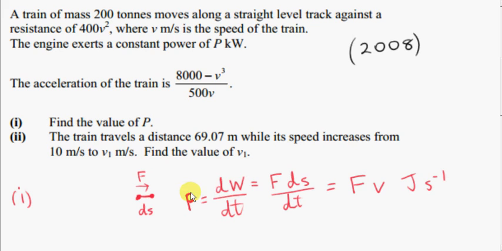We are told in this question actually that the power is constant. So V may vary at each instant, F may vary at each instant, but whatever happens, F times V has to be constant. Let's see that that's the case.